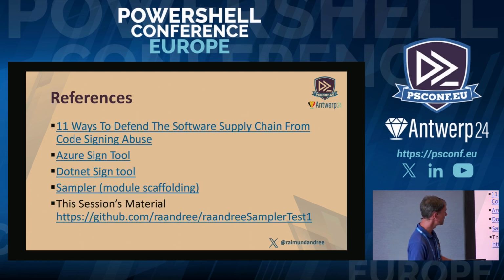References. This article was kind of knowledgeable for me. We have the AzureSignTool, the .NET Sign tool. I think AzureSignTool will be replaced in the long term by the .NET Sign tool, which is giving you much more features. Always, if you start a new module project, a PowerShell module project, reach out to Sampler to see how this whole release process can be automated, as well as the module design. And the session material is yet on this project with a very bad name, but I will move it to something else. Afterwards, I will archive it so that you have access to all the resources.